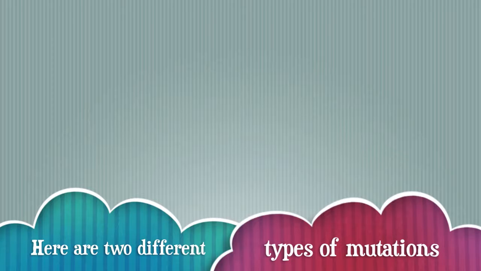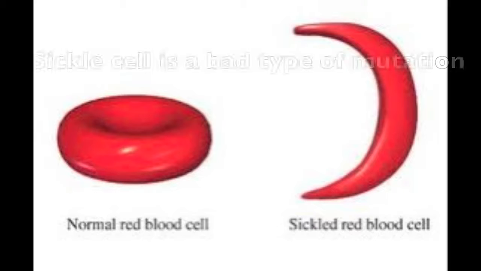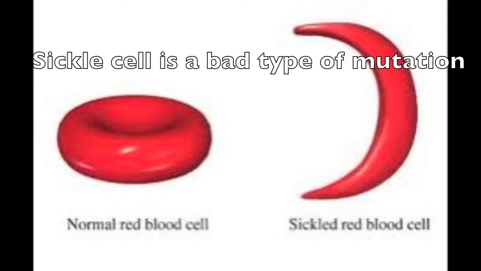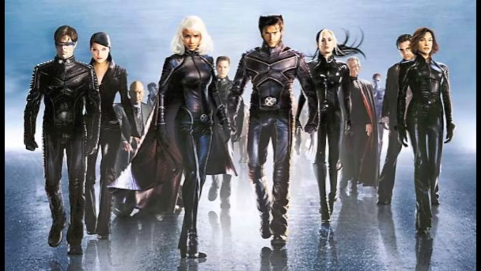These 2 pictures are results of a good mutation and a bad mutation. Sickle cell is a bad type of mutation. It blocks up your blood flow. This is an example of some good mutations.